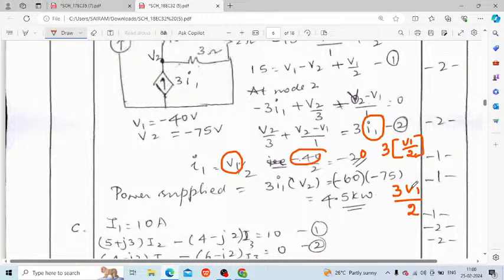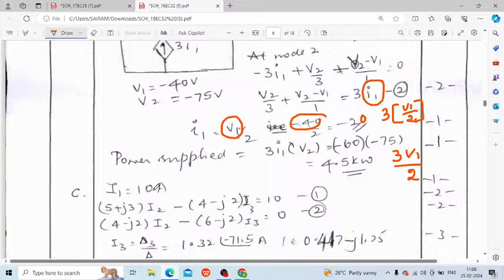So 3 by 2 is equal to 1.5 V1. Here I will solve it. If you remember the equation I wrote, it is 0.3 plus 1, so it is 1.3 V2 minus V1 which is equal to 3I1. Now 3I1, I1 is equal to V1 by 2. So therefore 3 by 2 V1, which is nothing but 1.5 V1.